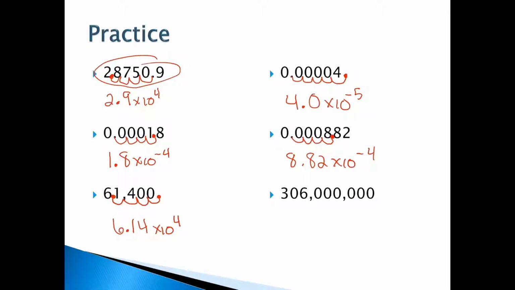All right, let's try this last one. Imaginary decimal point. Need to move it between the 3 and the 0 to make it 1 through 10. So let's do that. 1, 2, 3, 4, 5, 6, 7, 8. Okay, our new number is 3.06 times 10 to the 8th. Remember, it's positive because we moved it to the left. All right, so hopefully all this practice helped.